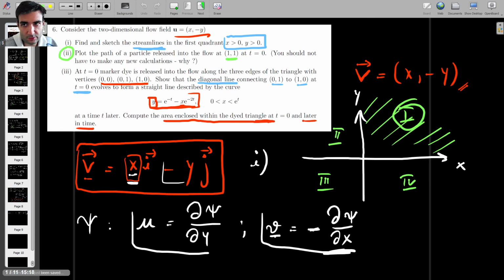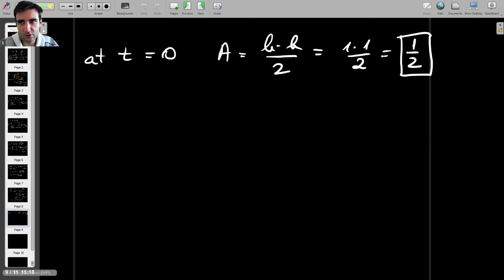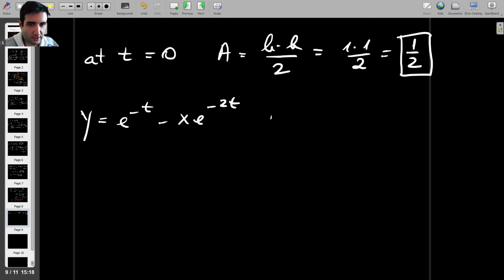To find the area after a certain amount of time, we also have to use the fact that the question tells us that x should be less than e to the power t. So we know that y is equal to e to the minus t minus x e to the minus 2t, where of course x is between those values. So how do we find the area under a curve? Of course, we integrate.